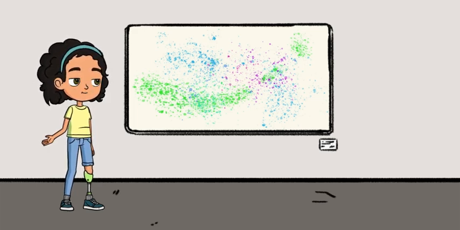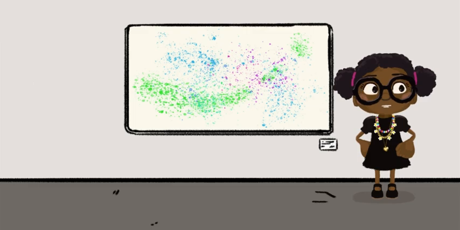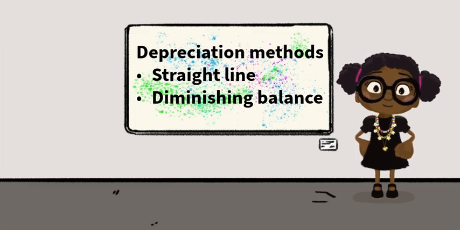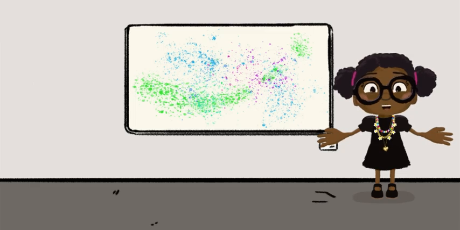Now, the question is, how do we calculate it? There are two methods we use to calculate depreciation: the straight line method and the diminishing balance method. Now, we will discuss the straight line method.